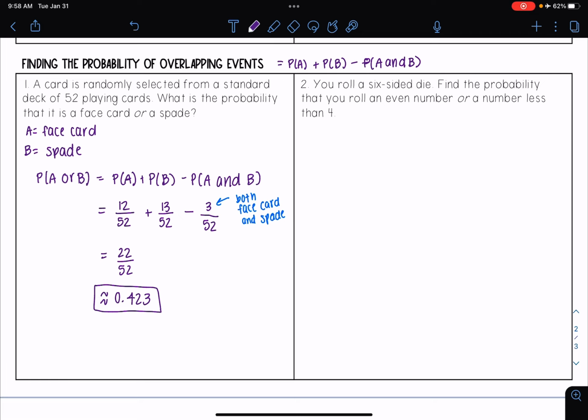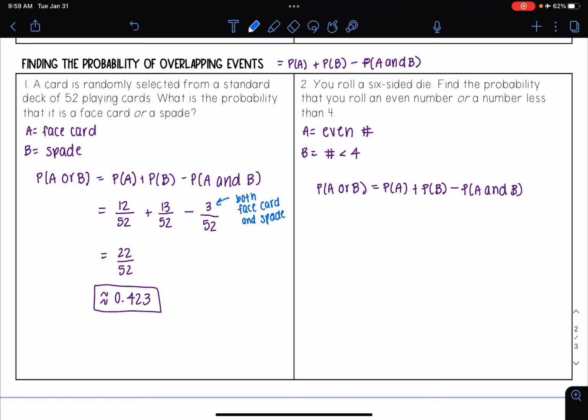Okay, let's look at one last one. This one says you roll a 6-sided die, find the probability that you roll an even number or a number less than 4. So I'm going to have event A be even number, and event B be a number less than 4. And so I know that this probability of A or B is going to equal the probability of A plus the probability of B minus the probability of A and B.